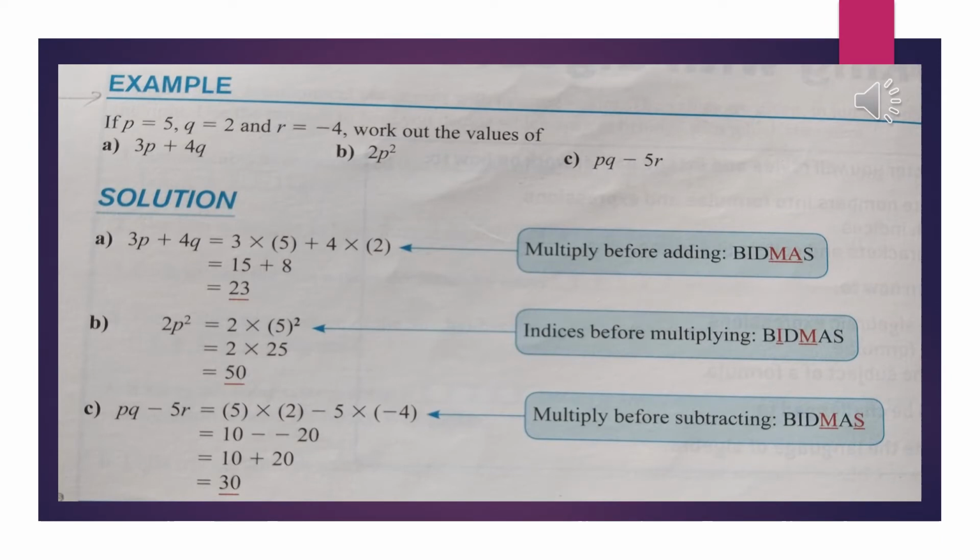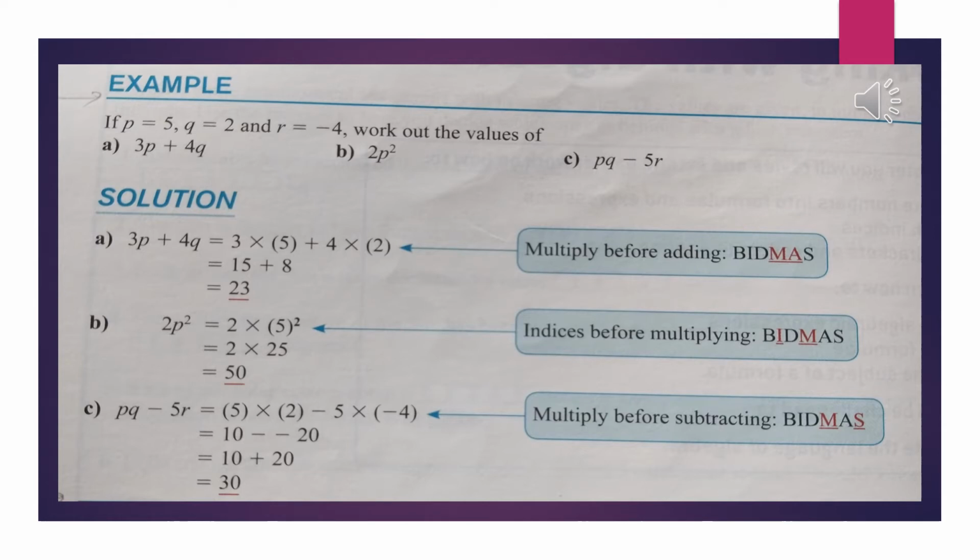To get a good idea, one example is given below. If P is equal to 5, Q is equal to 2 and R is equal to minus 4, or negative 4, work out the values of. There are three parts: A, 3p plus 4q; B, 2p squared; C, pq minus pr.